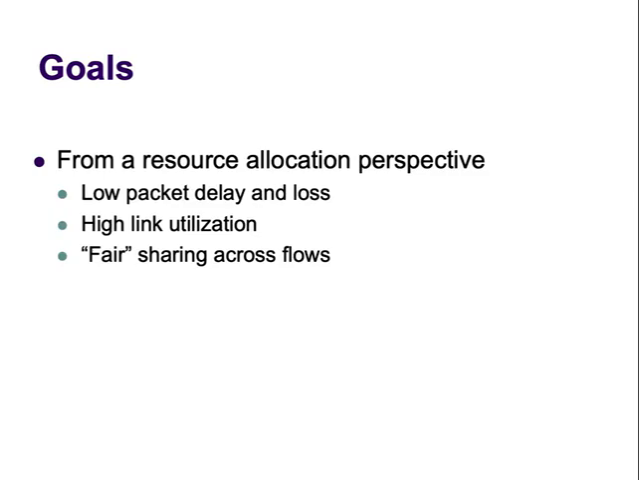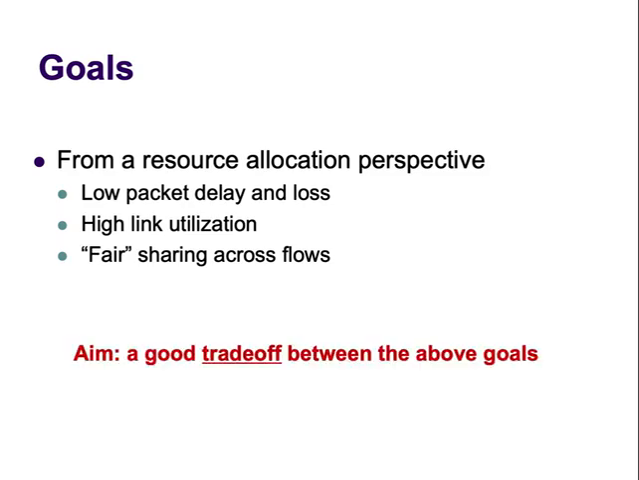Okay. So from a resource allocation perspective, if you're viewing this as a resource allocation problem and you're looking at the allocations you've been given, how do we decide if those are good allocations? If we have low packet delay and loss, high link utilization, and some notion of fair sharing between the flows. Notice this is not saying anything about properties of the solution itself. It's just the properties of the allocation that I'm being given. And as I mentioned earlier, we know we can't get all of them, perfect utilization and zero delay. That's just not possible. And so we're really looking for a good trade-off between these goals.